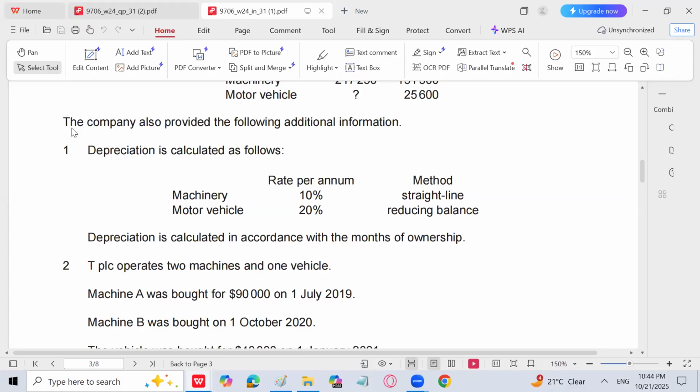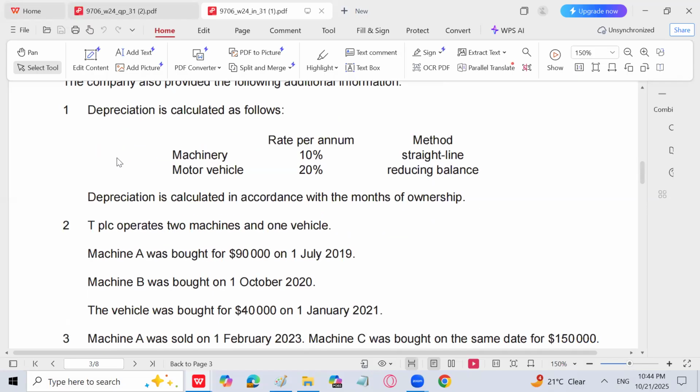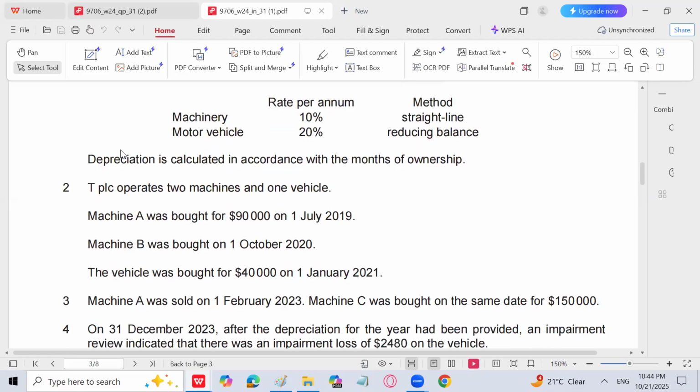Number 2, T Public Limited Company operates 2 machines and 1 vehicle. Machine A was bought for 90,000 on 1st July 2019. Machine B was bought on 1st October 2020. And the vehicle was bought for 40,000 on 1st January 2021. Machine A was sold on 1st February 2023, and on that same date machine C was bought for a price of 150,000. So we'll see how we will go on with this particular question.